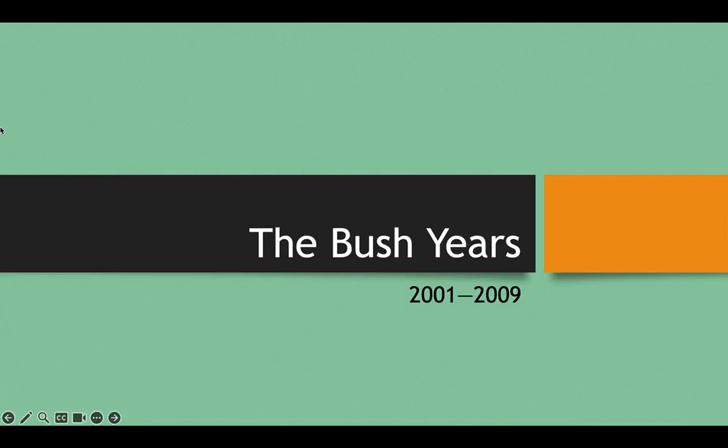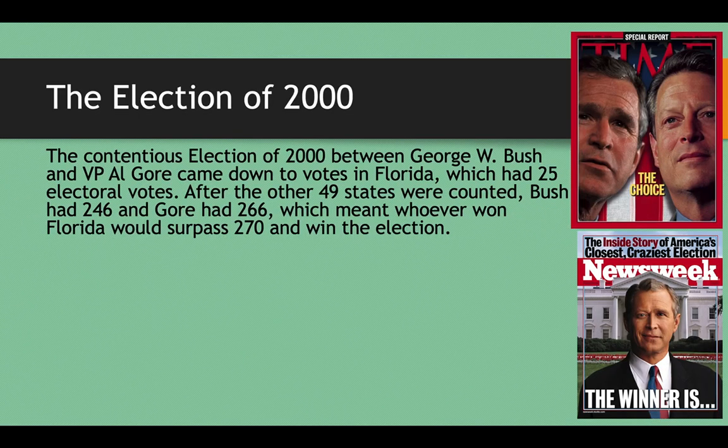Today we'll be talking about the presidency of George W. Bush, essentially the 2000s in U.S. history. So it starts with the election of 2000. This was a very contentious, very controversial, very close election between George W. Bush, who was the governor of Texas and the son of former President Bush. And it was between him and Vice President Al Gore, Clinton's VP.